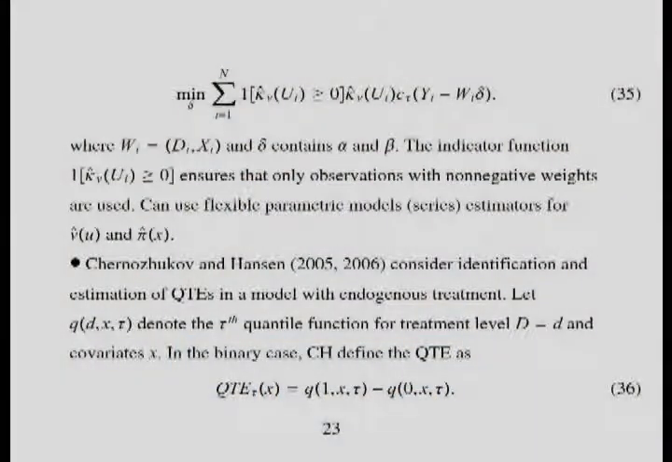So once these two quantities are estimated, then you can take this population problem and turn it into a sample problem in this way, where this, of course, just ensures that you don't use observations where this estimated probability is actually negative. Okay, so you could imagine even doing this in a fully parametric way, where these probabilities that underlie this are flexible logits or something, and you can refer to the Abadie et al. paper to see how you do it in a series estimation way.